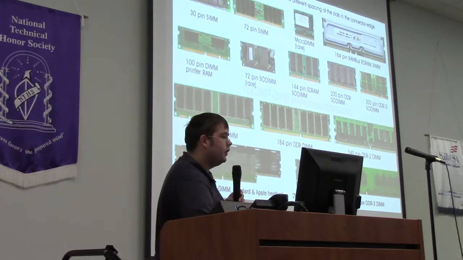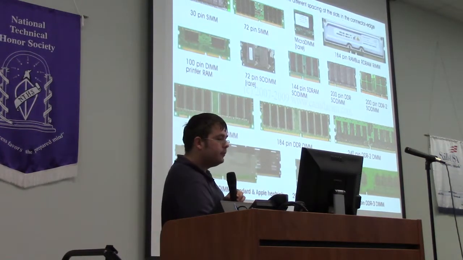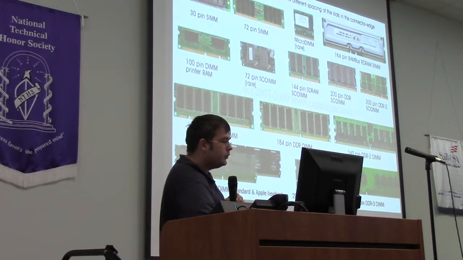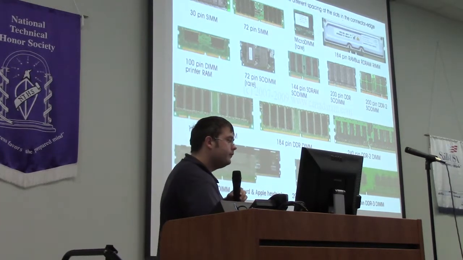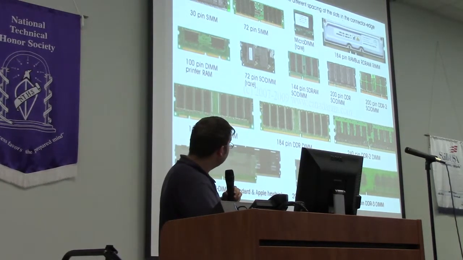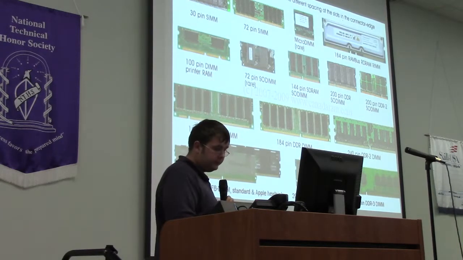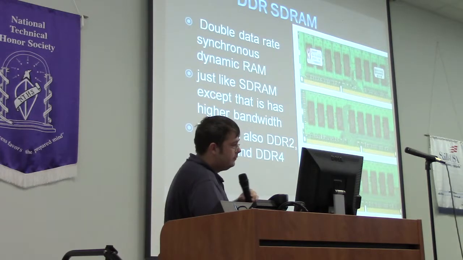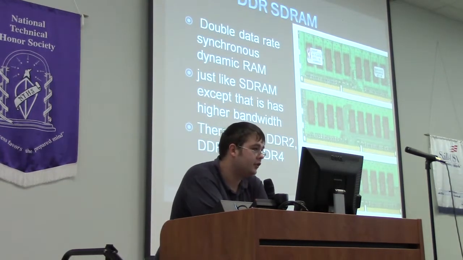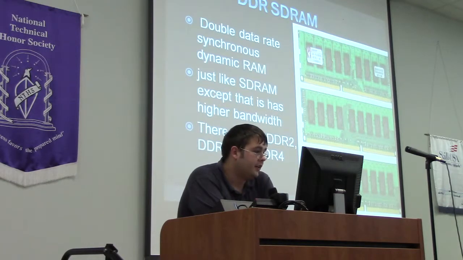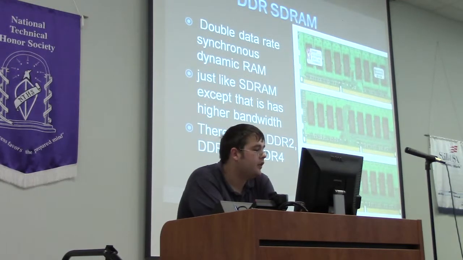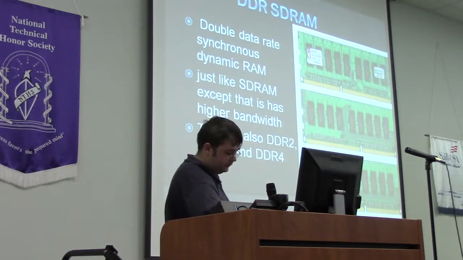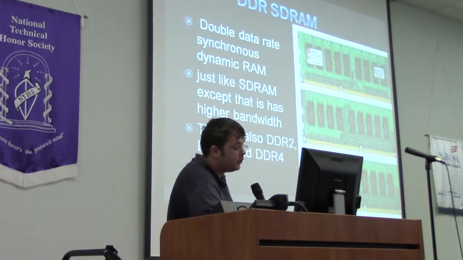This is a picture of all the different types of RAM: SIMM, RDRAM, DDR, DDR2, SODIMM. It gives you a little bit of insight on the size and different looks of each one. DDR SDRAM. Most of us use this today, if not DDR2 or DDR3. It stands for Double Data Rate Synchronous Dynamic RAM. Just like SDRAM, except that it has higher bandwidth. They're also coming out with DDR4 now.